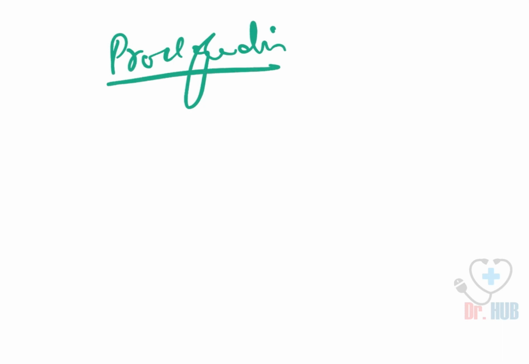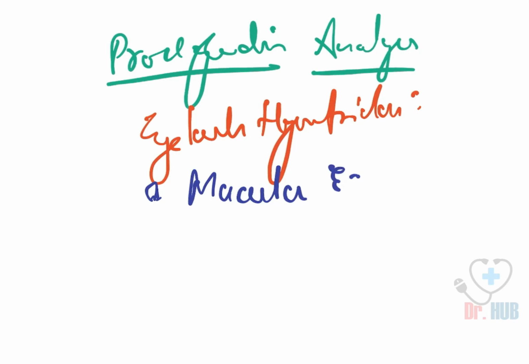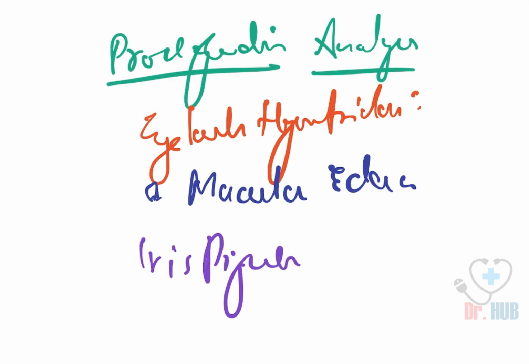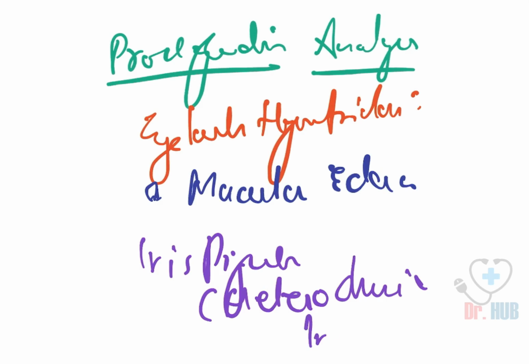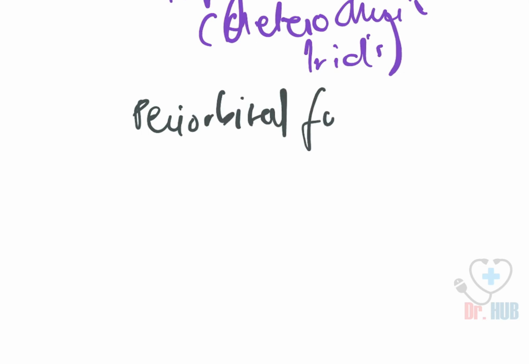prostaglandin analogs. In case of prostaglandin analogs, it can lead to eyelash hypertrichosis. Then it can also lead to macular edema. Then it can lead to iris pigmentation, as well as heterochromia iridis. Next, it can lead to periorbital fat depletion as well.